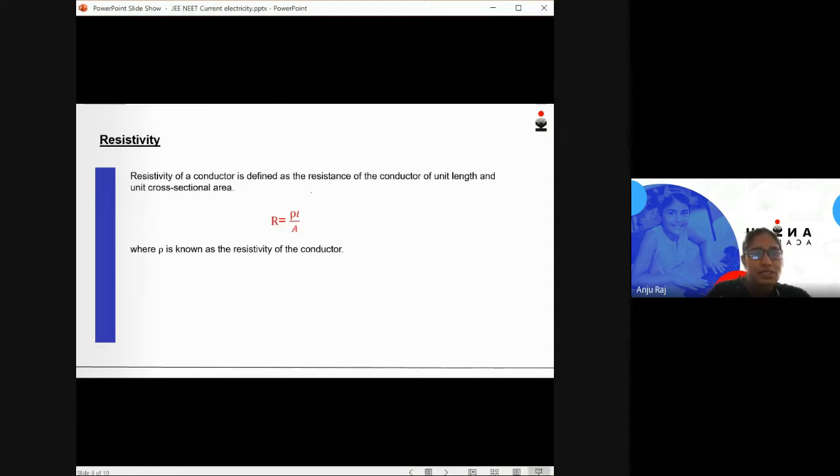Next is resistivity. Resistivity of the conductor is defined as the resistance of the conductor of unit length and unit cross-sectional area. That is basically, you know that resistance is directly proportional to the length. You know that resistance is inversely proportional to the area of cross-section. So if I combine them both, I will get resistance proportional to L by A. If I remove the proportionality symbol, I'll get R is equal to rho L by A. Now, this rho is your resistivity or specific resistance.